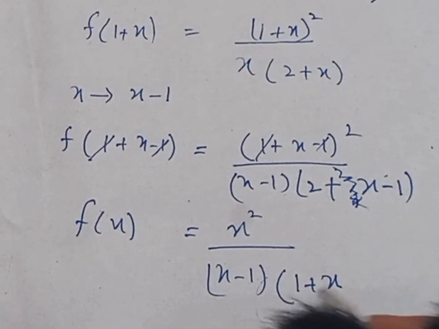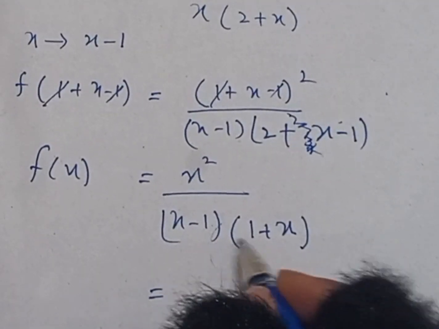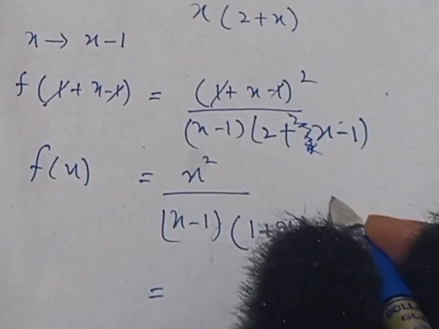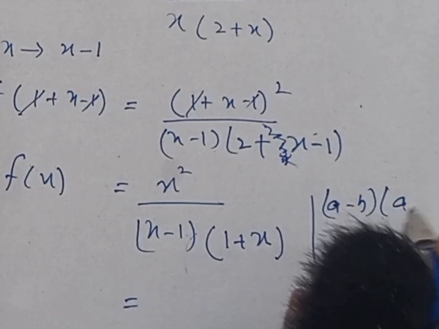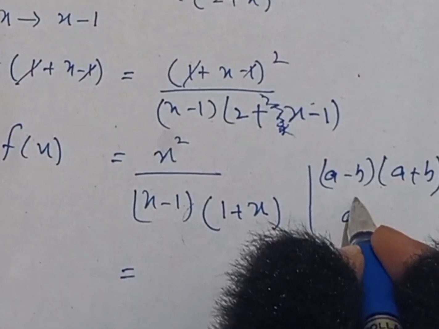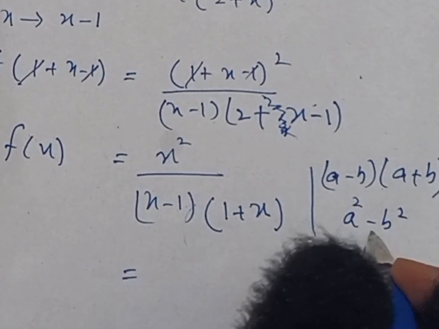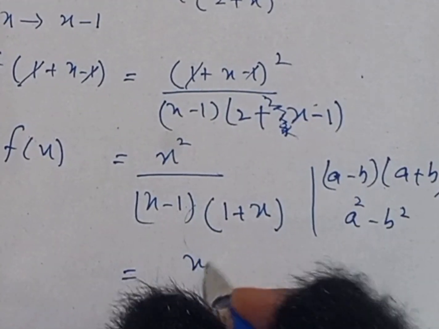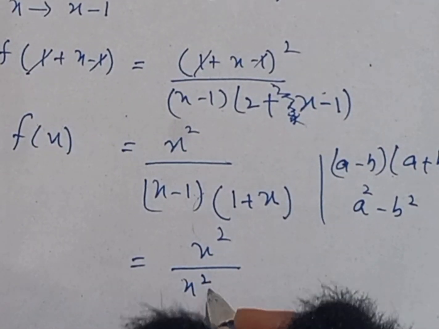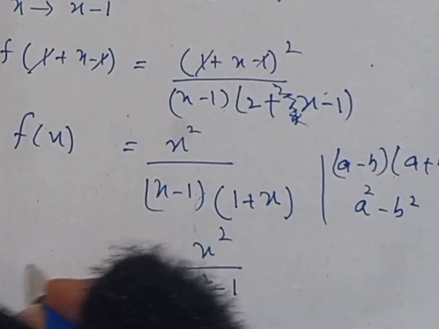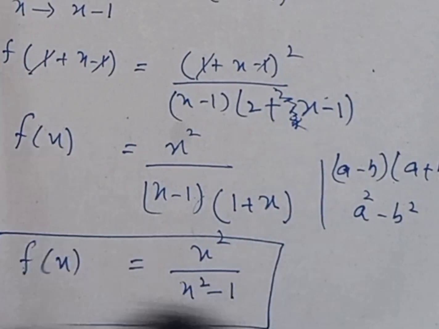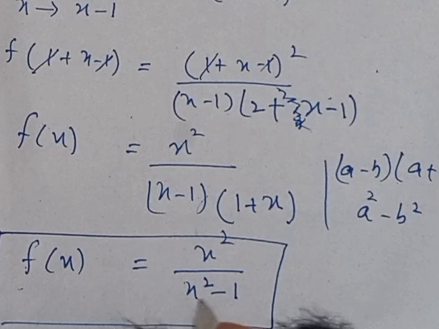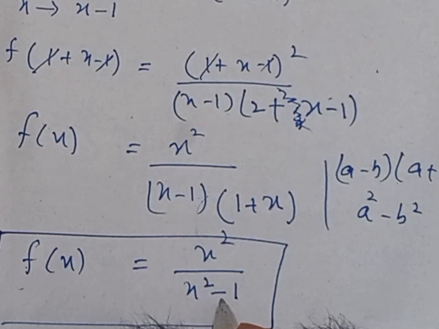So 1 plus x. Here we use the identity. As we know, (a minus b) multiply (a plus b) is equal to a squared minus b squared. So we apply this identity in the denominator. This will become x squared minus 1. This is the required answer of f of x. So in our question, f of x is equal to x squared over x squared minus 1. So we have done. Thank you.